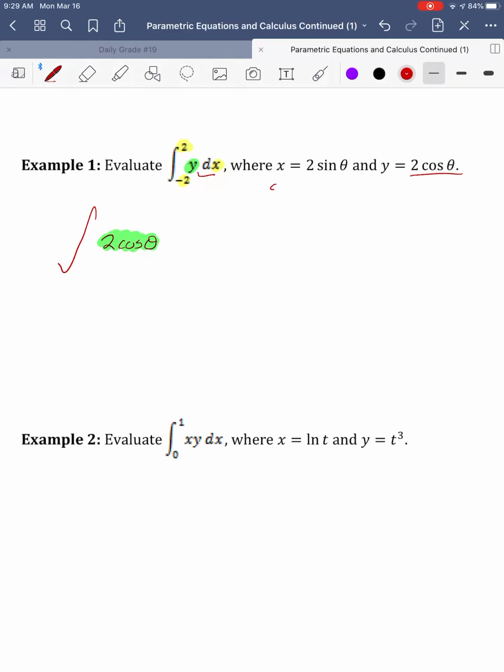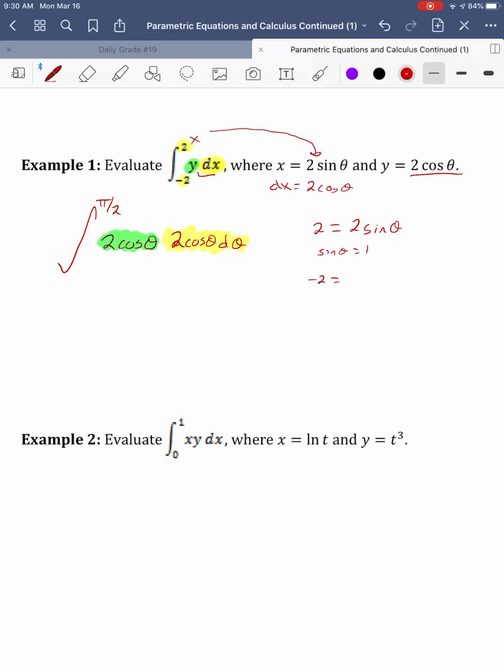And then dx, so if x is 2 sine theta, dx is 2 cosine theta. So dx is 2 cosine theta d theta. So dx is all of that. And then my limits, these are x's, so you've got to go over here. So if 2 equals 2 sine theta, so sine theta equals 1. Then you've got to know your limits for inverse trig, and we have an upper limit of pi over 2.